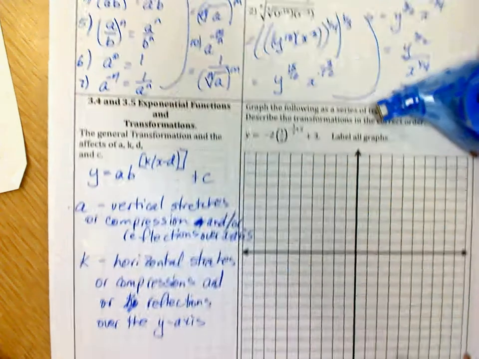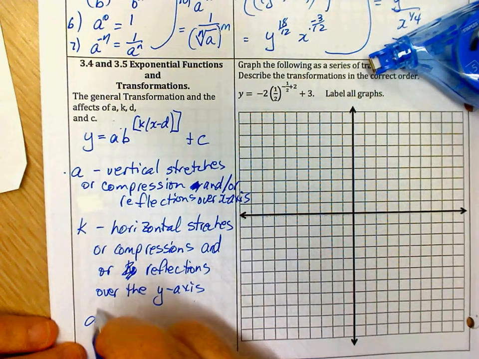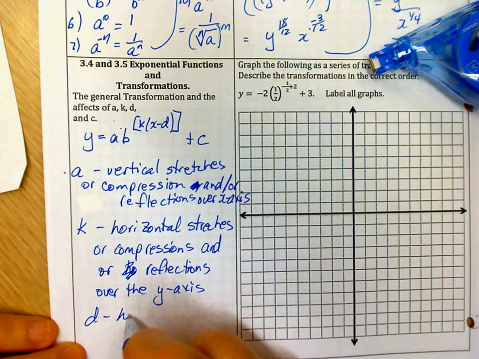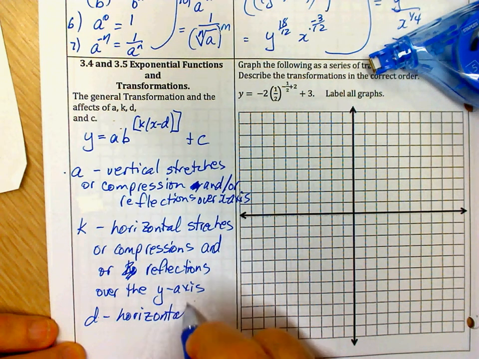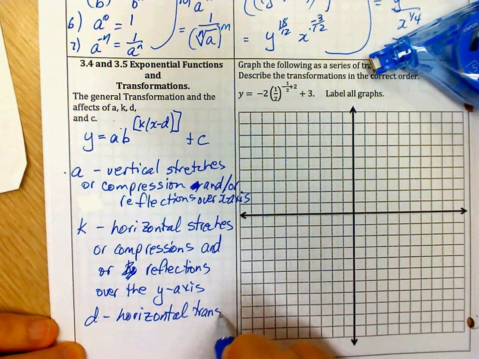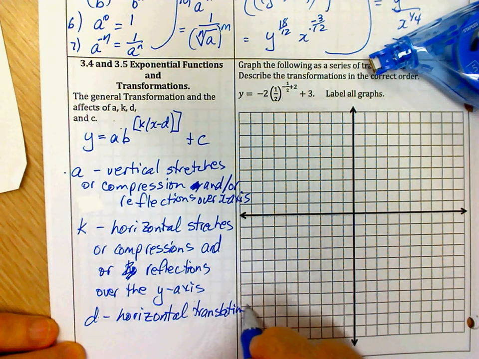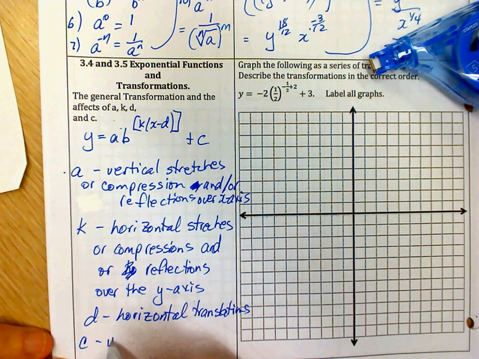Now our D has to do with horizontal translations, and C has to do with vertical translation.